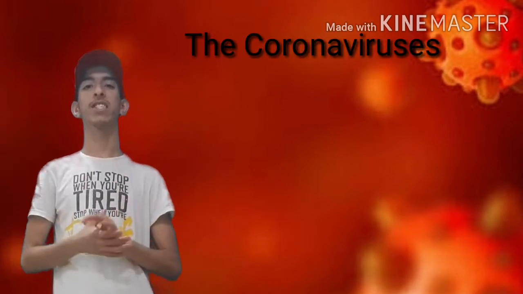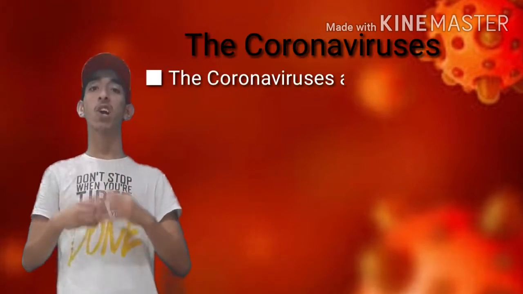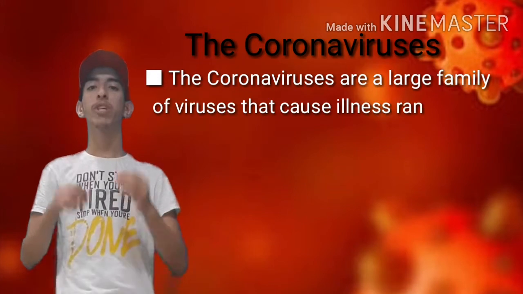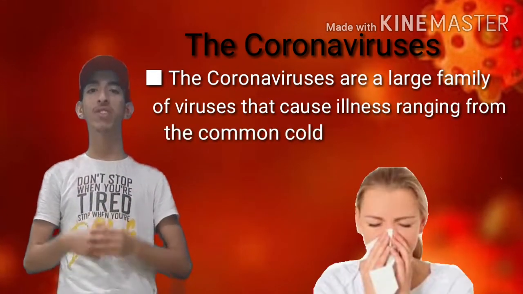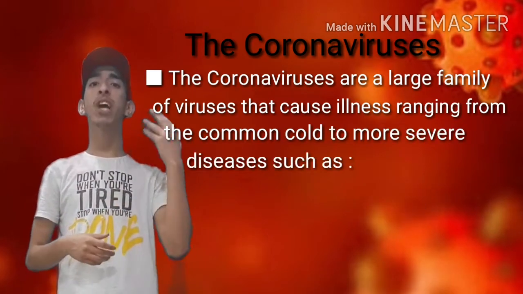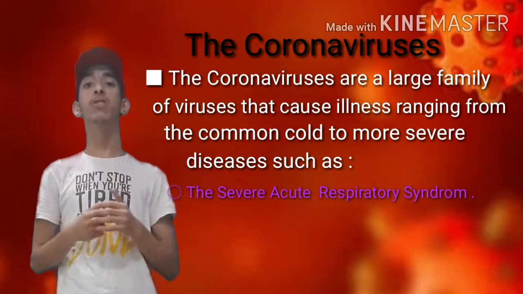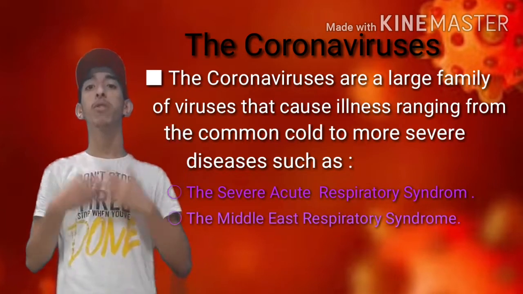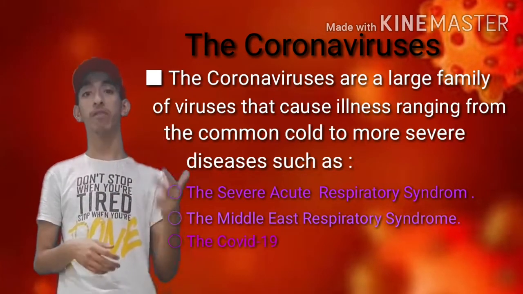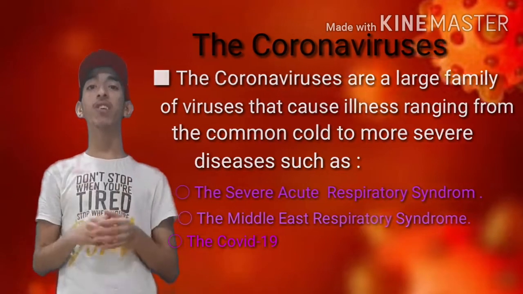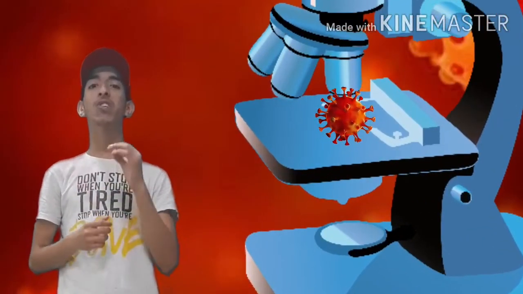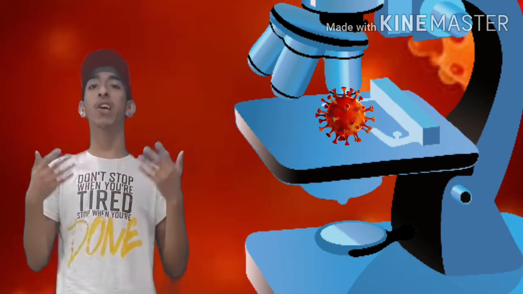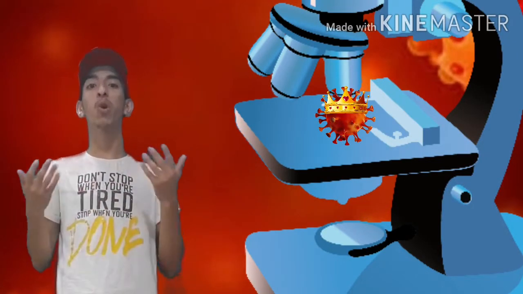The coronaviruses. The coronaviruses are a large family of viruses that cause illness ranging from the common cold to more severe diseases such as the severe acute respiratory syndrome, the SARS, the Middle East respiratory syndrome, the MERS, and finally the COVID-19. Under an electron microscope, the coronavirus looks like spiked rings which form a shape like a crown. This is why it's called corona. Corona is a Latin word meaning crown.